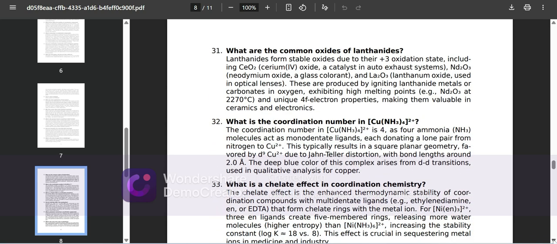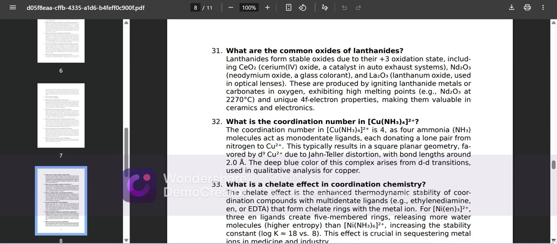What are the common oxides of lanthanides? Lanthanides form stable oxides due to their plus 3 oxidation state, including CeO2, cerium 4 oxide, a catalyst in auto exhaust systems, Nd2O3, neodymium oxide, a glass colorant, and La2O3, lanthanum oxide, used in optical lenses.